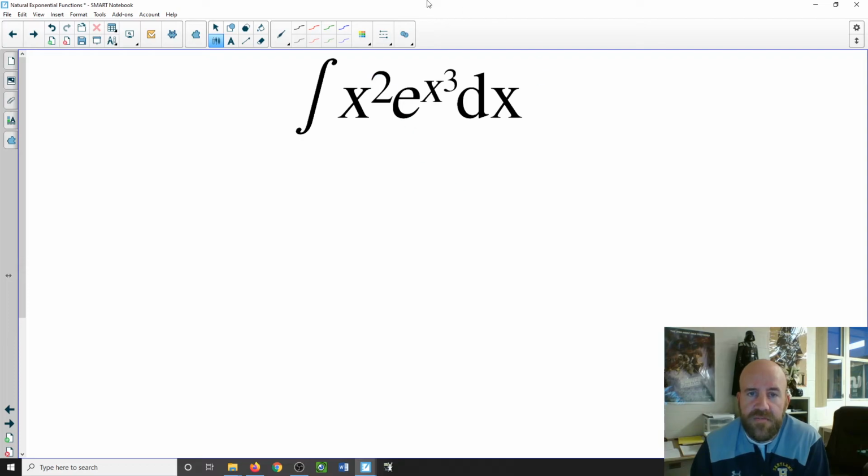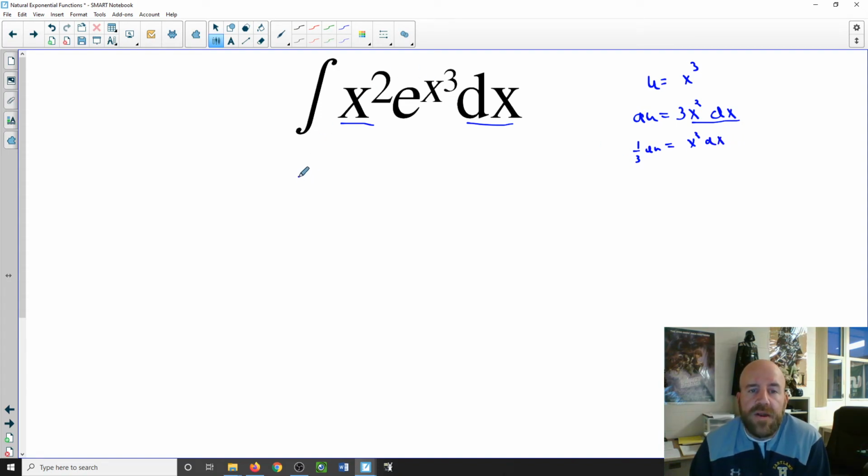So our example here, we have x squared times e to the x cubed. What we need to see is that our u is going to be our exponent. So I'm going to take that out, x cubed. If we take the derivative of both sides, we get du equals 3x squared dx. And I see that piece right here, x squared and dx is right here. So I'm going to divide by 3, so we get 1/3 du equals our x squared dx.